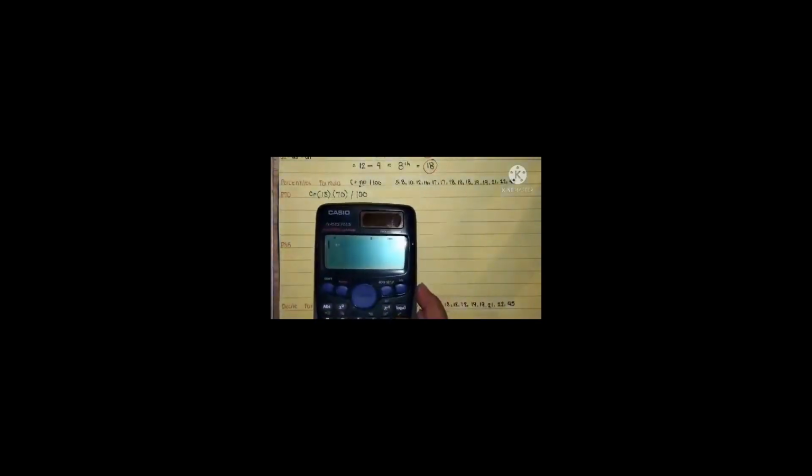15. Tapos yung P natin ay 70. I-divide natin siya sa 100. Ulit yung calculator. Okay. 15 times 70 divided by 100 is equal to 21 over 2.